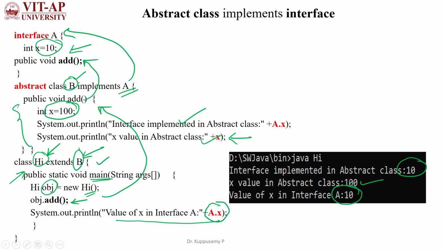Through this we should observe that an abstract class can also implement the interface, right?